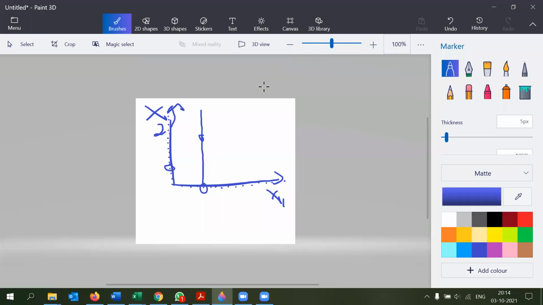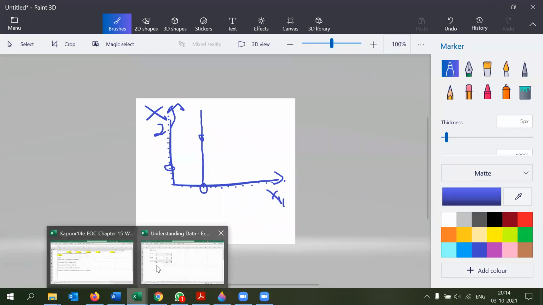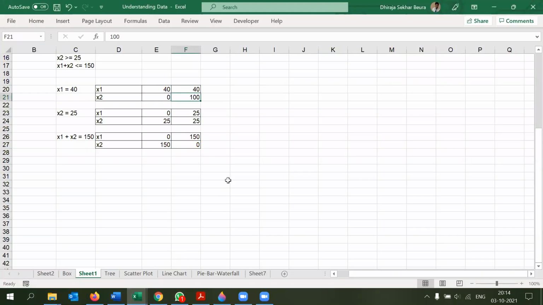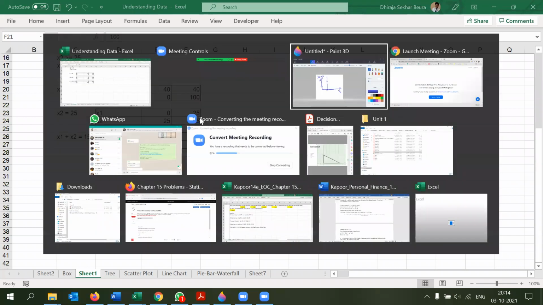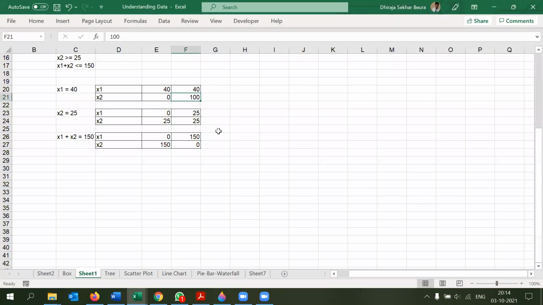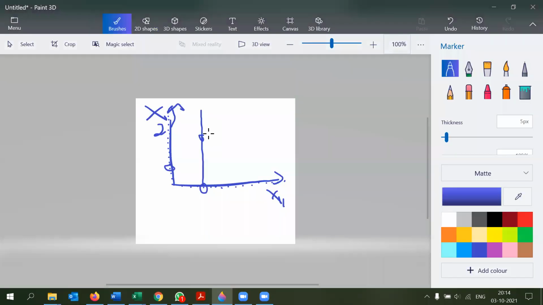Okay, so as we were discussing, we draw the line like that. How to draw a line is also very vital, especially when you are very new to this. The moment you are done with the line drawing, always write the equation right next to it. What was the equation? X1 is equal to 40. Yes, X1 equals 40. Write it right next to it.